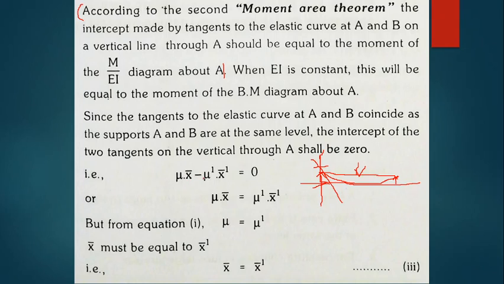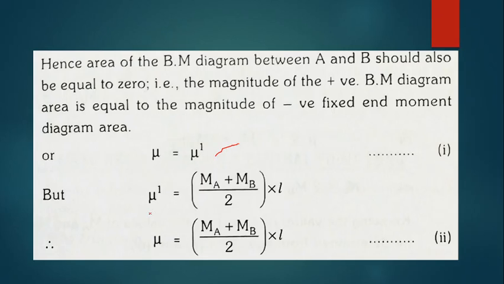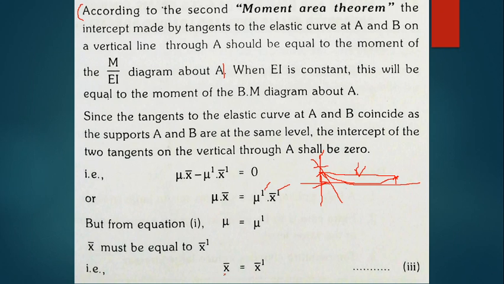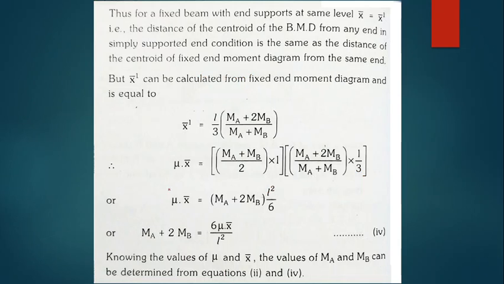Mu multiplied by x bar will be equal to 0. We don't know the value of mu as well as x bar unless we draw the bending moment diagram for the simply supported case. But here mu dash and x bar dash can be calculated, right? And we know from equation 1 that mu is equal to mu dash, isn't it? So from this, when you equate, x bar must be equal to x bar dash, right?